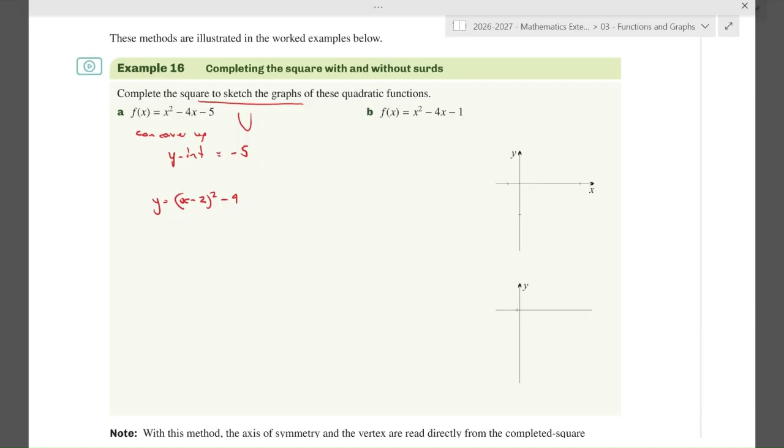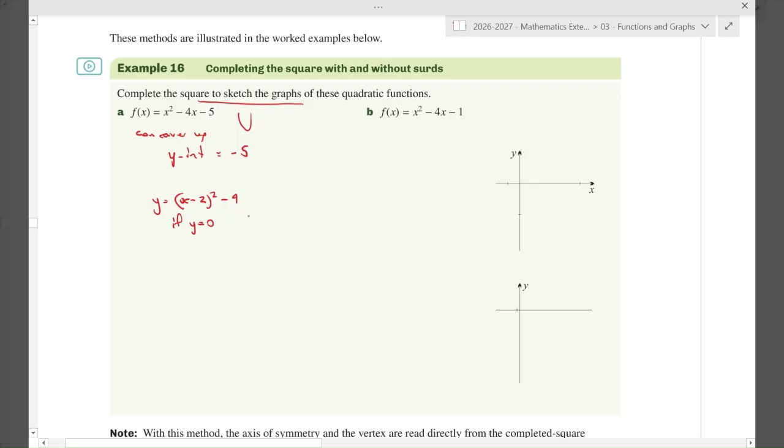-1 and 5. So if y equals 0, x equals -1 or 5. Okay. Let's have a look at it.